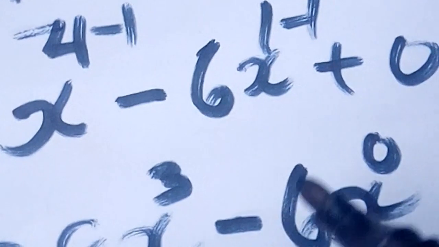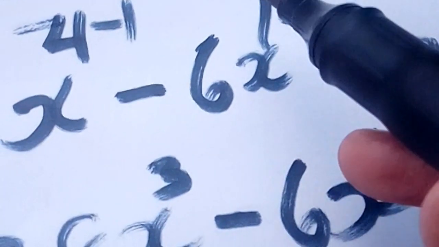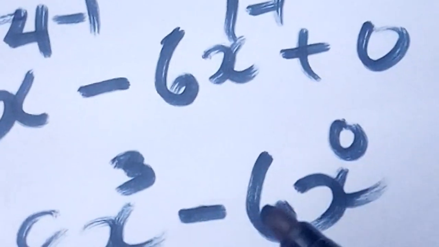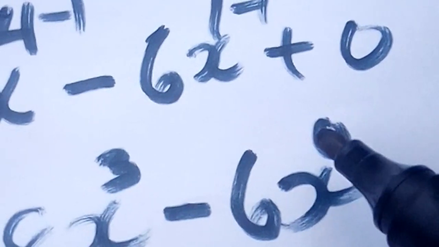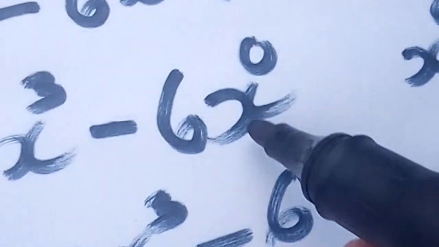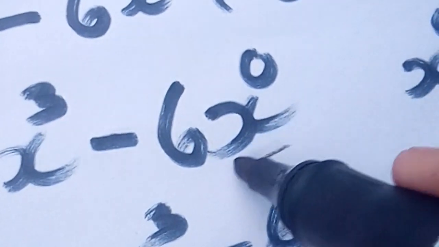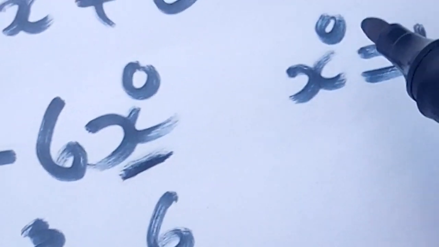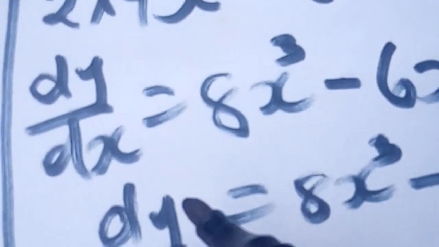When you come to 6, the power of x was 1, so it will be 1 minus 1, and then the power of x becomes 0. Any number raised to power 0 is always 1. So we are going to replace x power 0 with 1. And the final answer is going to be dy over dx is equal to 8x cubed.